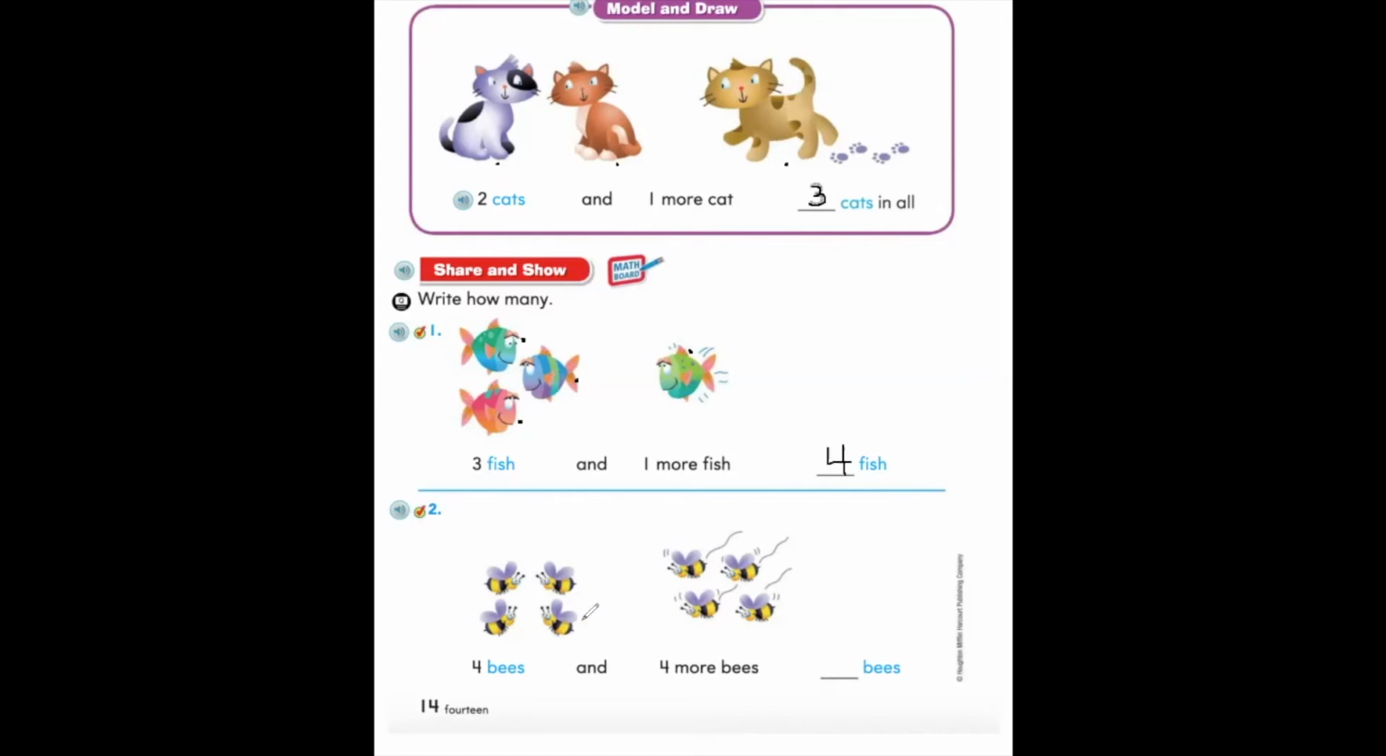For number 2, there are 4 bees. Then 4 more bees join them. Now we're wondering, how many bees are there now? Well, let's think about this bottom part here. It says 4 bees and 4 more bees means there are blank number of bees in all. I want you to go ahead and try to solve this one on your own to find the sum. You're finding how many bees there are in all. So go ahead and pause the video and you can go ahead and fill in that sum right on this blank line.